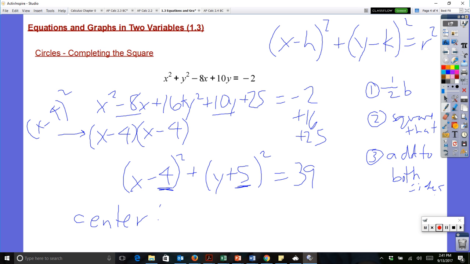We have a center of 4 comma negative 5. And the radius, well, remember that's the radius squared over here, the 39. So the radius would be whatever the square root of 39 is. And so if the formula is not in the proper format, we can make it work.